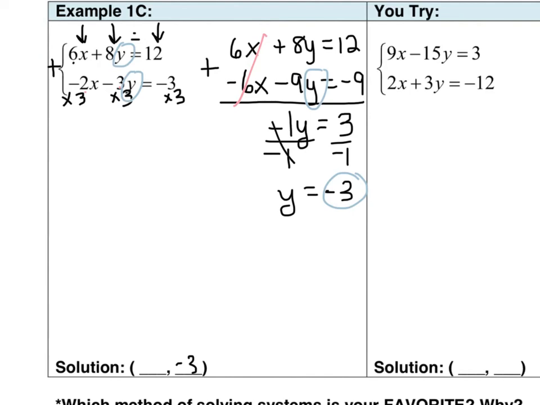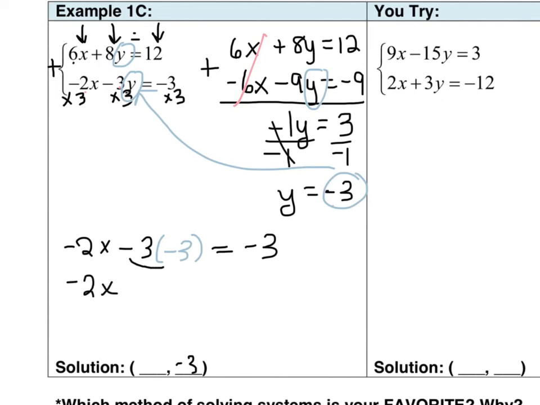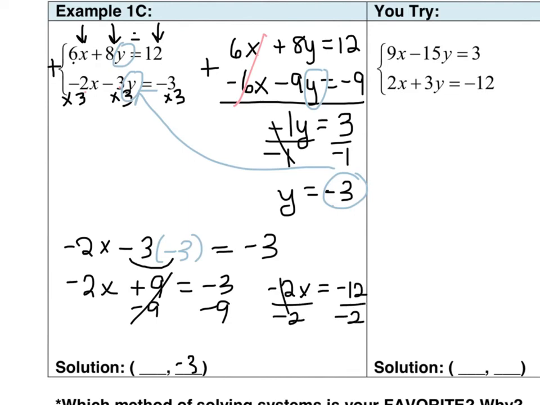Let's plug it into this one right here, just because these numbers are smaller. So we'll have negative 2x minus 3 times negative 3, because that's what y is, equals negative 3. It's a lot of negative 3's. So we have negative 2x. Negative times negative is positive. We will need to subtract that 9. So we're going to get negative 2x equals negative 12. Divide by negative 2, and we get positive 6. So the answer here is 6, negative 3.